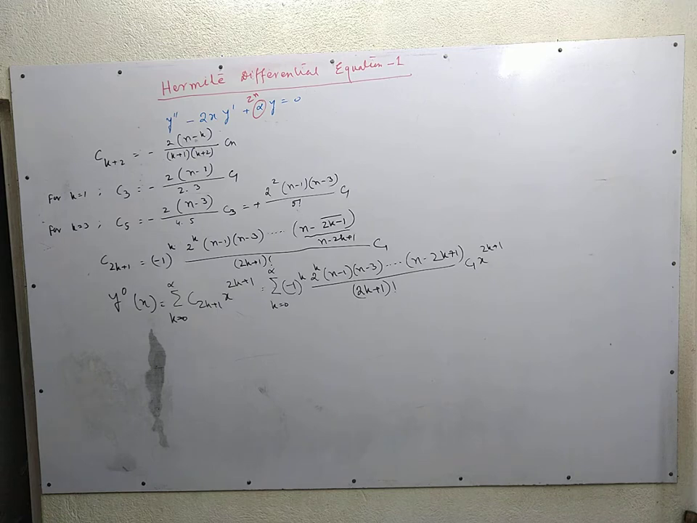So we see that if we choose a special value of alpha is equal to 2n, then one of the solutions of the Hermite differential equation becomes a polynomial. And the polynomial, since it has a finite number of terms and each term is finite, the resultant quantity is finite, and it is called Hermite polynomial.